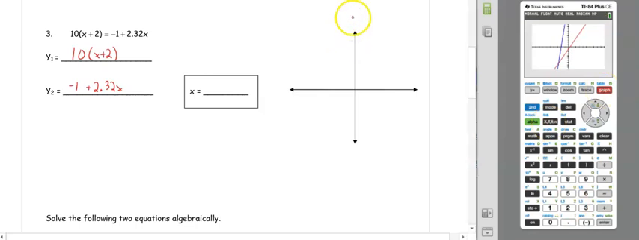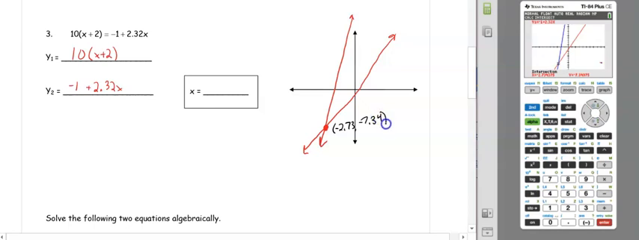Now we see our graph, so we can draw our picture. We have our intersection point. So to find that intersection point, second trace, option 5, enter, enter, enter. And we're going to round that to -2.73, comma, -7.34. So x is going to equal -2.73.